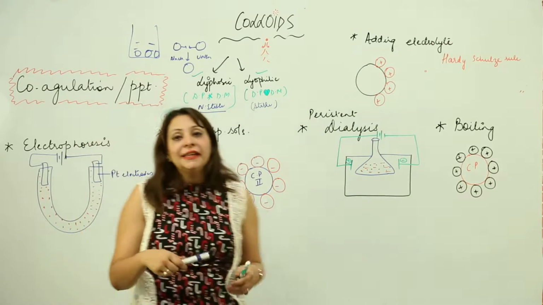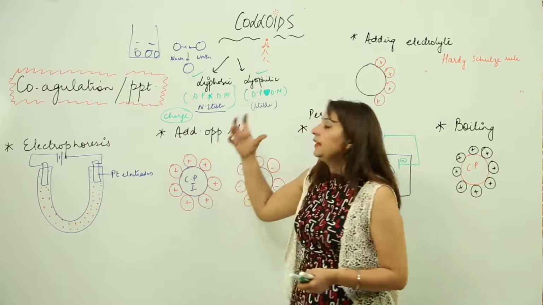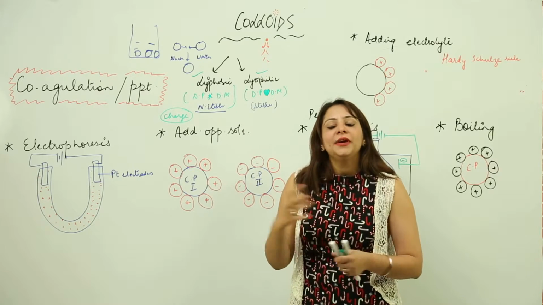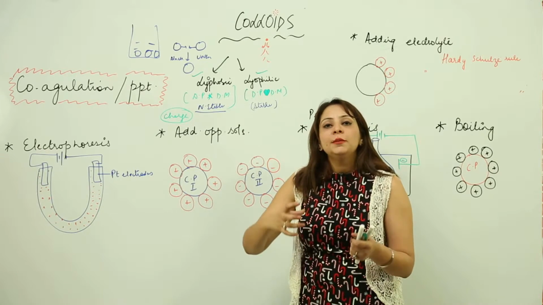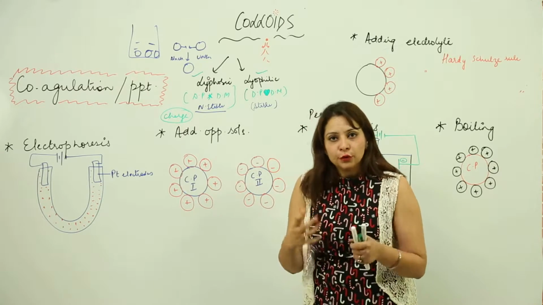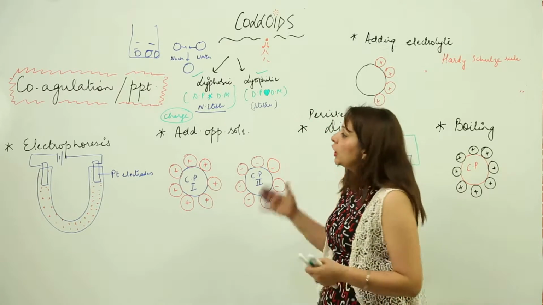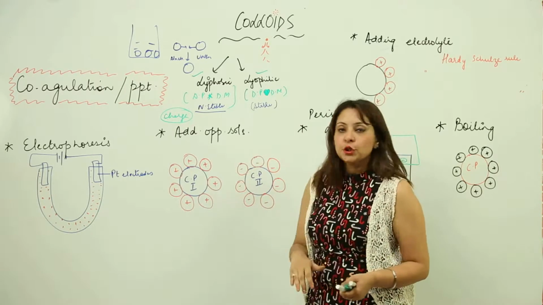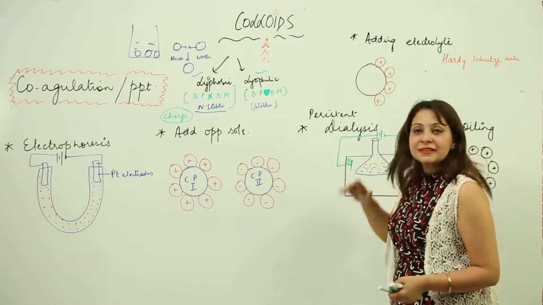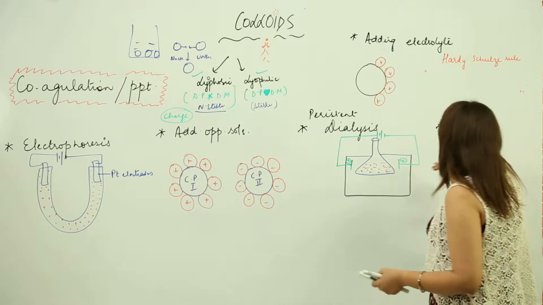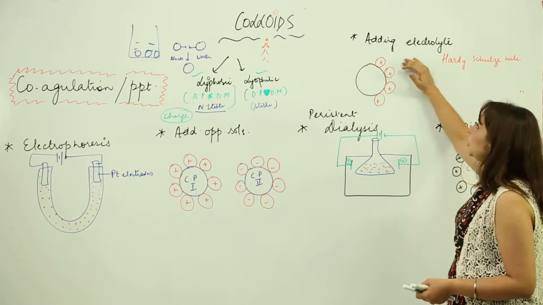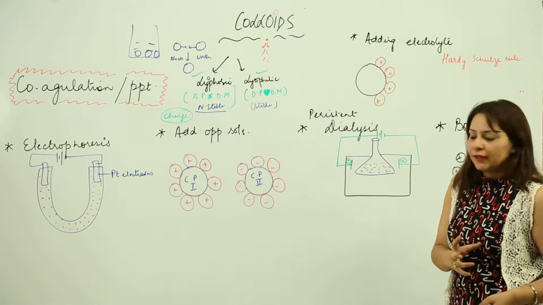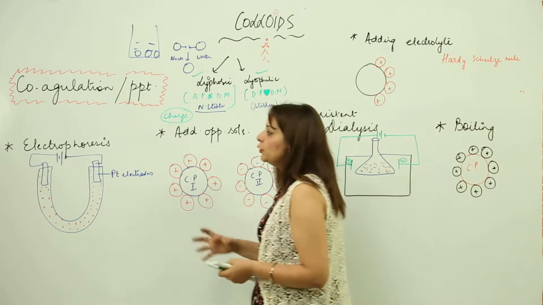Now we will see how we can precipitate the lyophobic colloids, how we can separate these particles or make them settle at the bottom. What methods can we use? One is electrophoresis, the other is addition of opposite sols, third is persistent dialysis, next is boiling, and last but not the least is addition of an electrolyte.